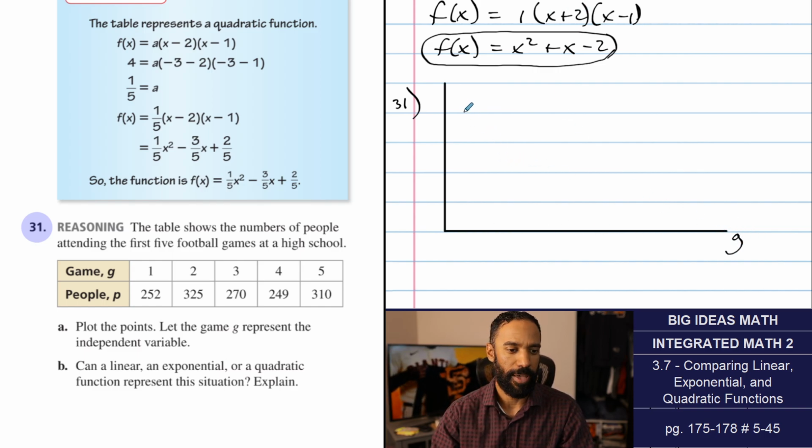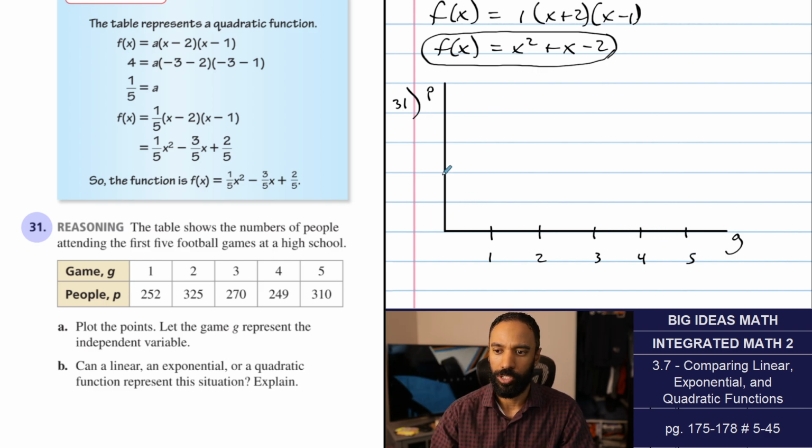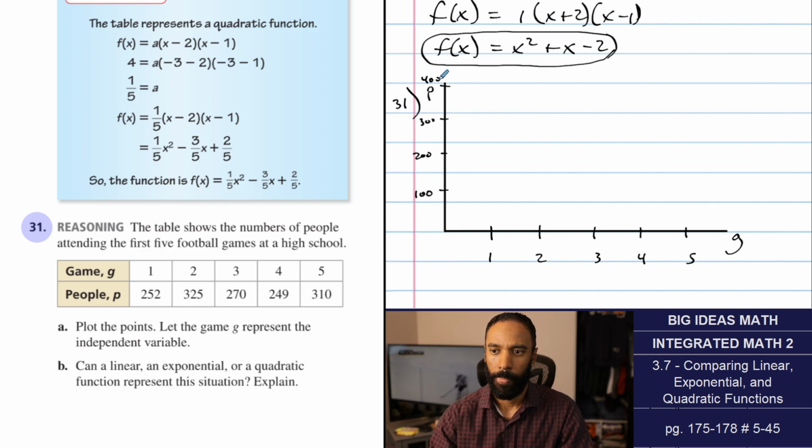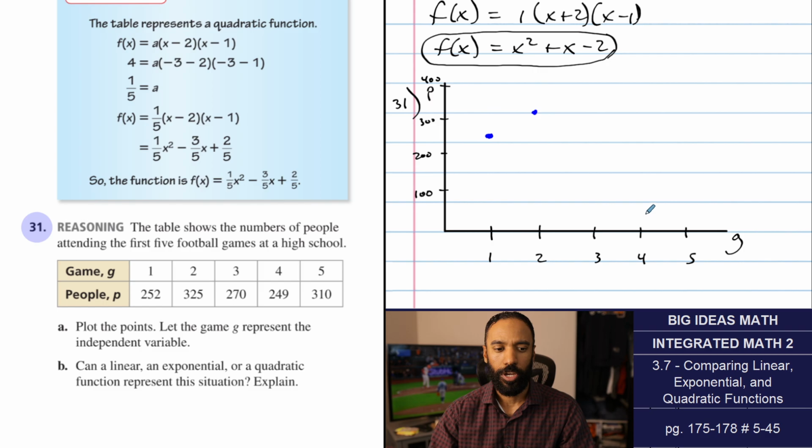I got G as the independent. That means P is the dependent. So game 1, 2, 3, 4, 5. No game 0 on this. We're going between like 200 and 300. So let's just go 100, 200, 300, 400, etc. All right. Game 1 has 252, so about 250. Game 2 has 325. Game 3 goes back down to 270.